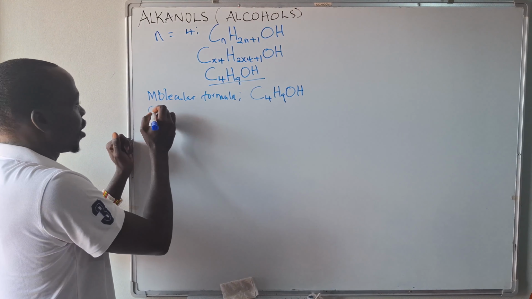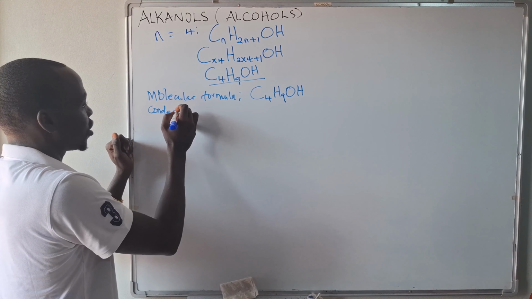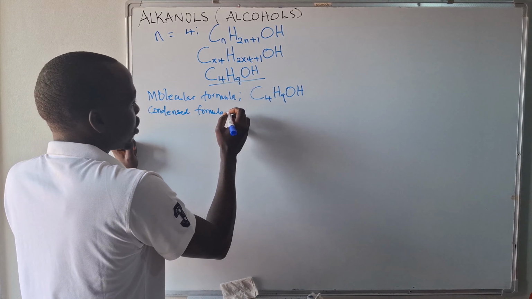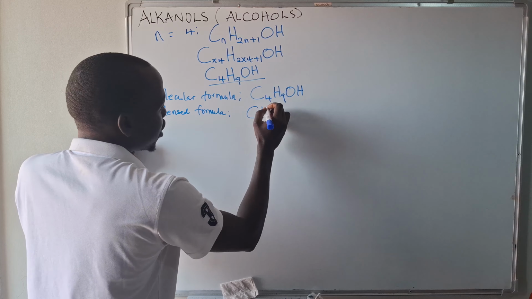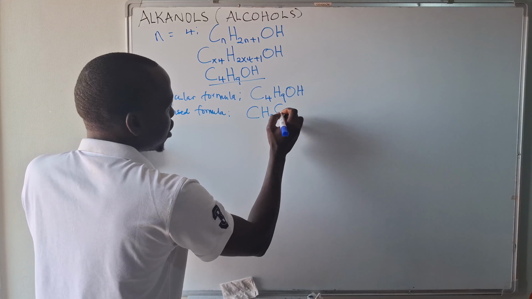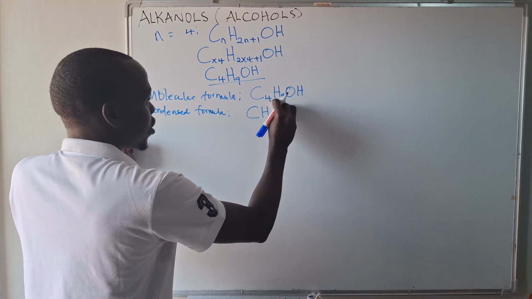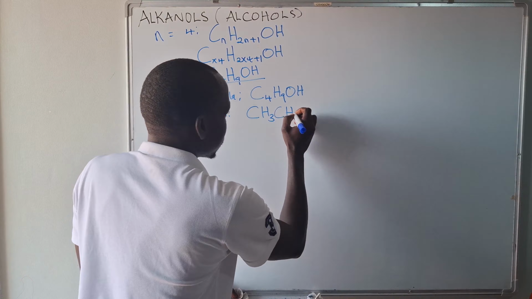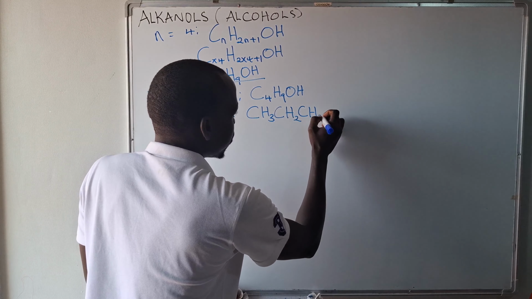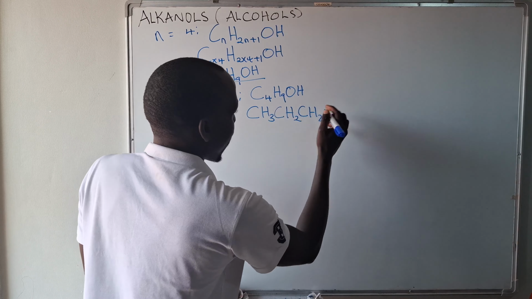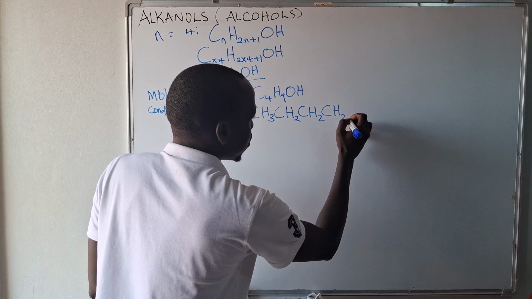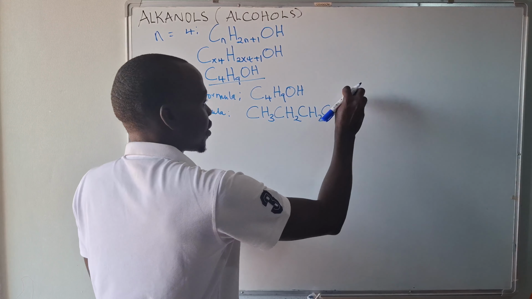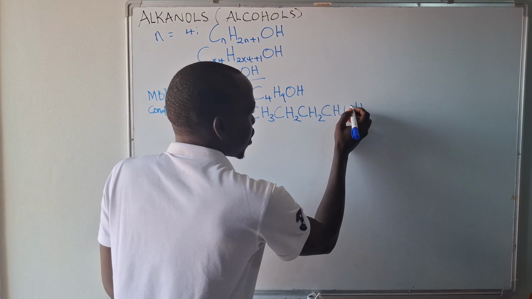Then the condensed formula, we shall have CH3, CH2, CH2, CH2, and we shall have OH at the end of the day. So these all must appear very nice. Shall have something of this kind.